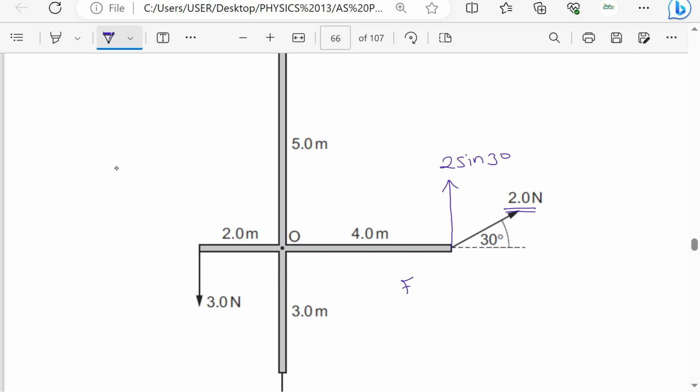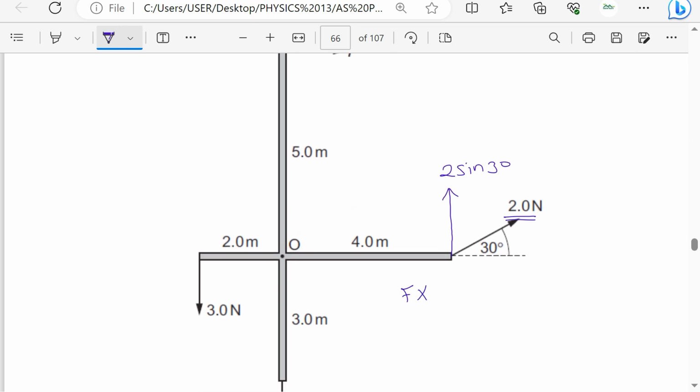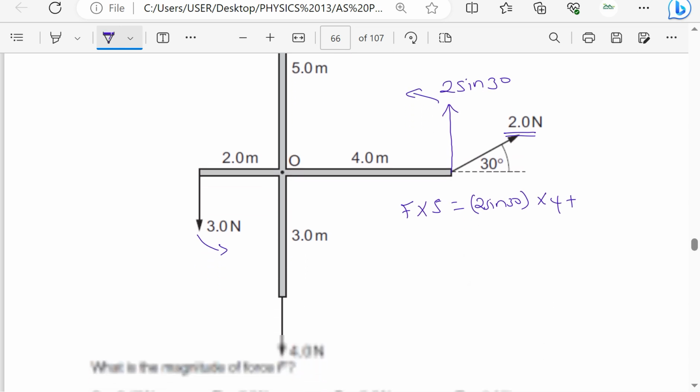So F times its perpendicular distance, which is 5, should be equal to 2 sine 30 times its perpendicular distance, which is 4, plus, this is anti-clockwise. This one has no moment because it acts through the pivot. The component of 2 newtons to the horizontal also has no moment because it acts through the pivot. So this will be plus 3 newtons times 2.